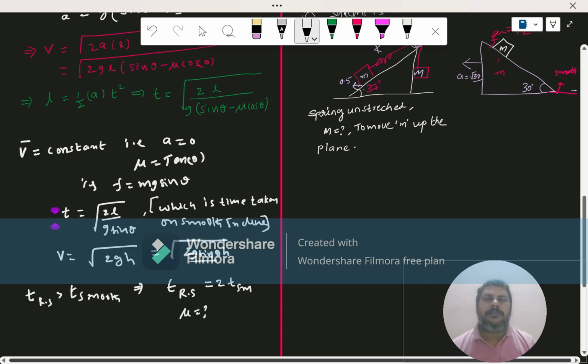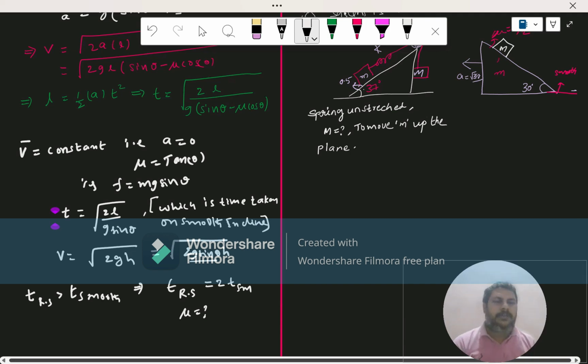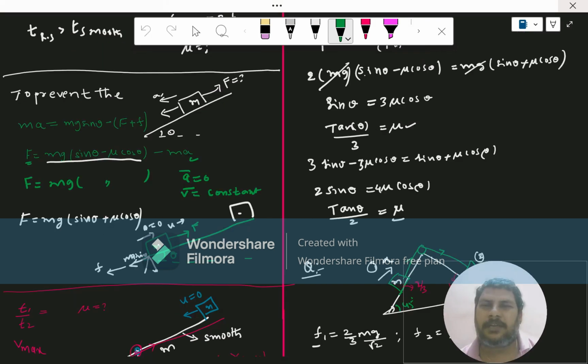So that is very simple. This one is equal to 2 into this one. So squaring on both sides and solving for mu. The block is sliding down. How much force is required to prevent it? So to prevent it, how much force is needed, they will ask.